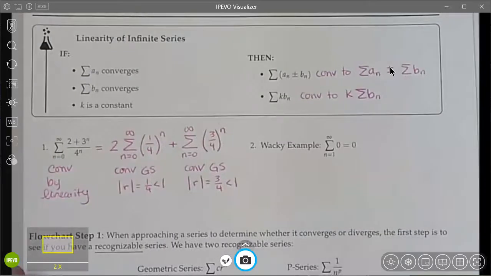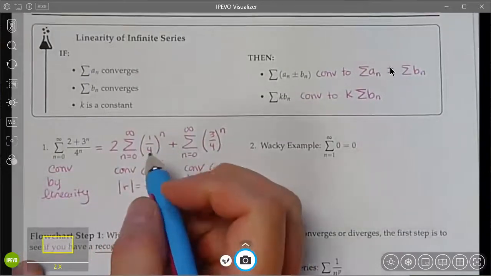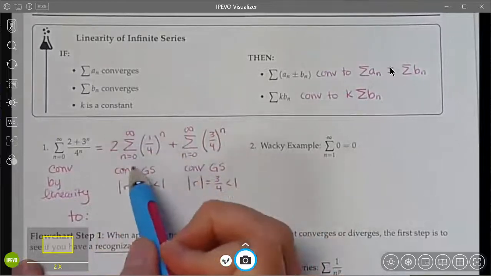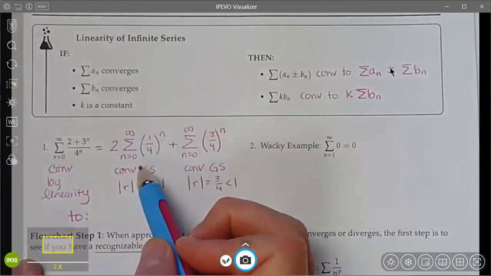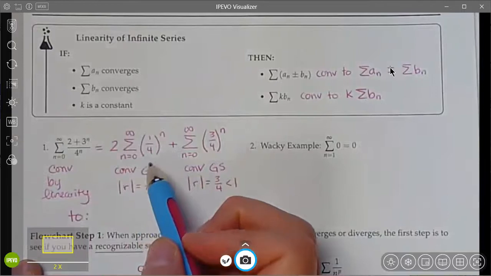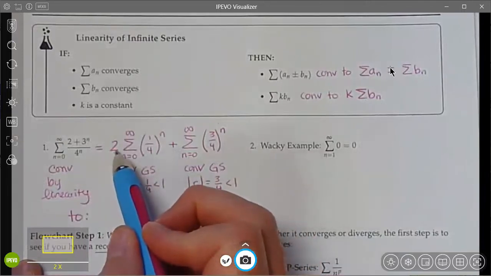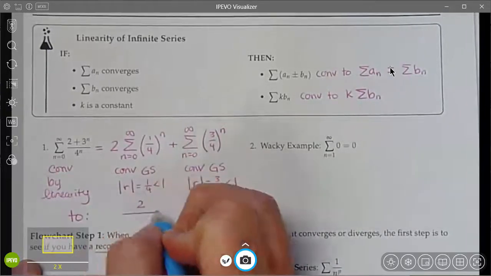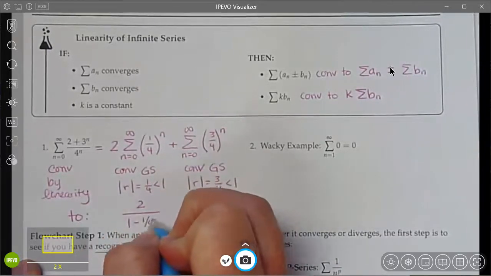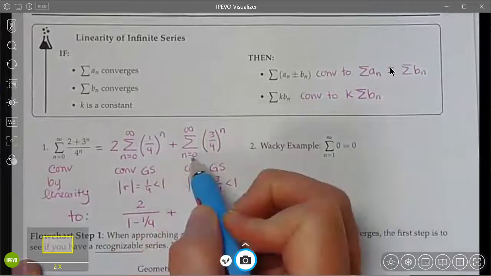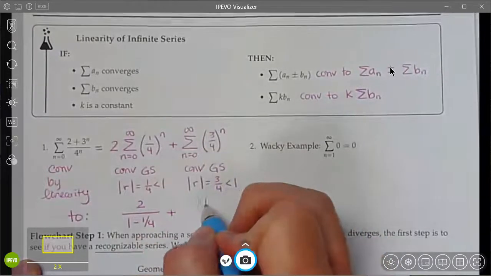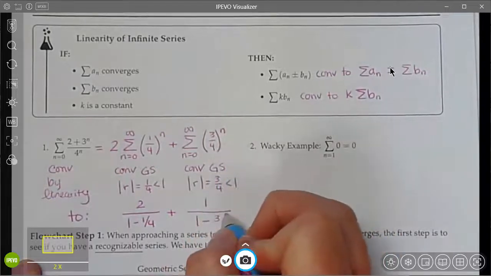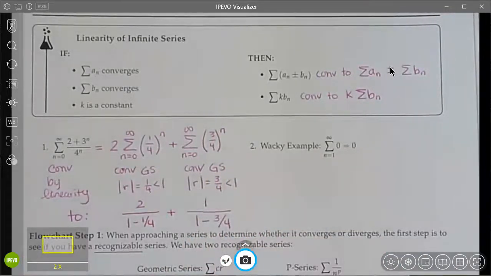And we can actually figure out what it converges to. So let's put a 2 here. These are infinite geometric series, so each will converge to first term over 1 minus r. My first term is a 1 here, since if I plug in a 0, this is 1. So I get 2 over 1 minus 1/4, plus the first term here, when I plug 0 in, is a 1. So I get 1 over 1 minus 3/4. So that's what this will converge to.